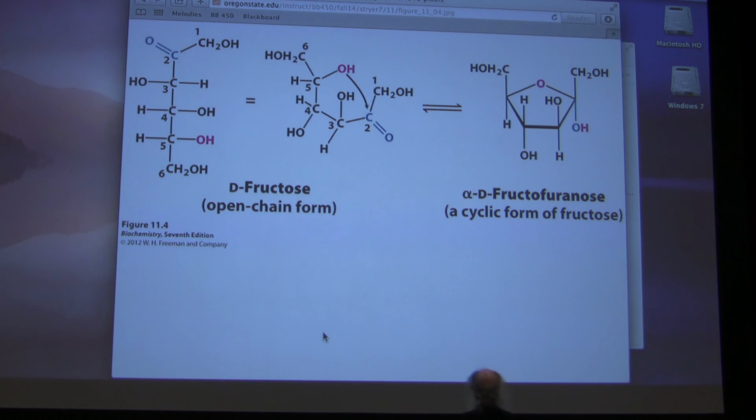So this is alpha D, and I don't care if you call it fructofuranose or whatever. You could say it's a furanose, it is a ketose, it is a hexose. But the alpha designates the position of the hydroxyl. If I say alpha, the hydroxyl is down, which means that the CH2OH, carbon number 1, has to be up. Conversely, if I have beta, then the hydroxyl would be up and the CH2OH would be down.